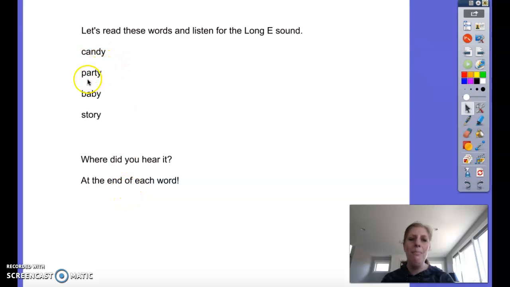Cand-E, part-E, bab-E, stor-E. Look at that. What letter made the long E sound? Y. So we've had this card in our review pack since probably the second month of school, and we've always said I, like my, fly, by. Guess what? I have two of them now, because this one says E at the end of words like candy, party, baby, and story.